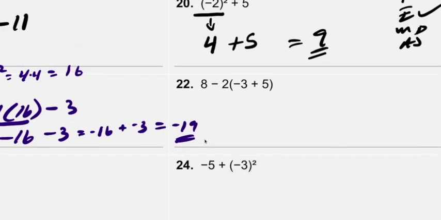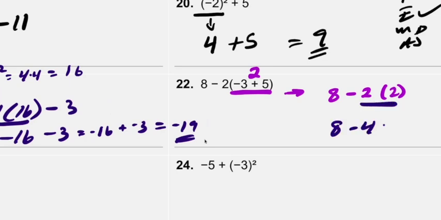Now the one over here, order of operations, parentheses come first. Negative 3 plus 5 is just 2. So we get 8 minus 2 parentheses 2. So now we're going to multiply these two over first. Multiply first. 8 minus 4, which is 4.